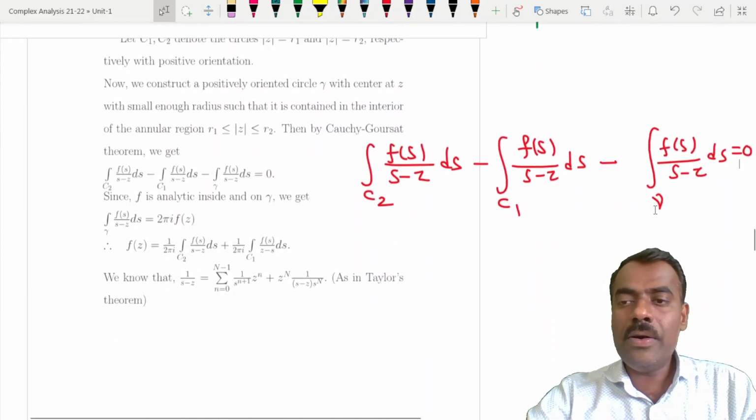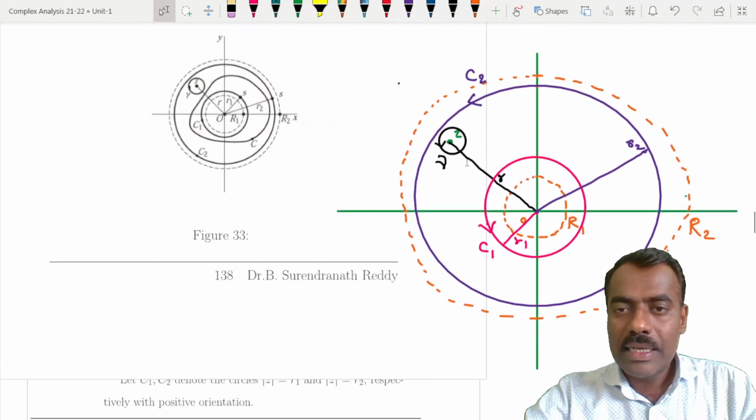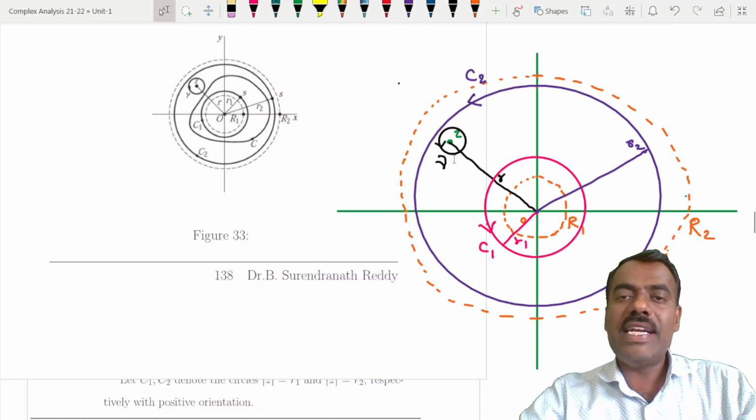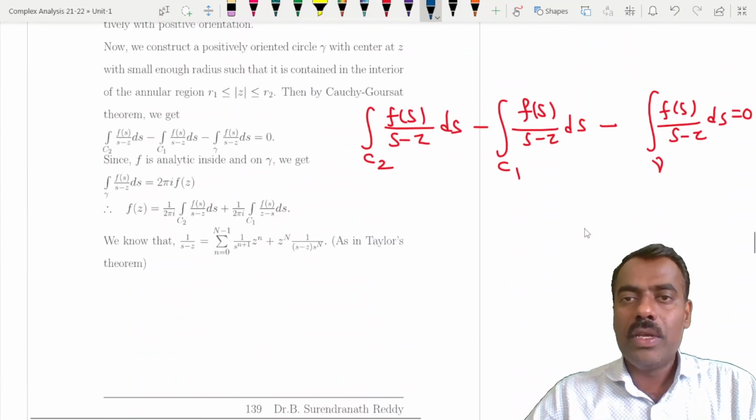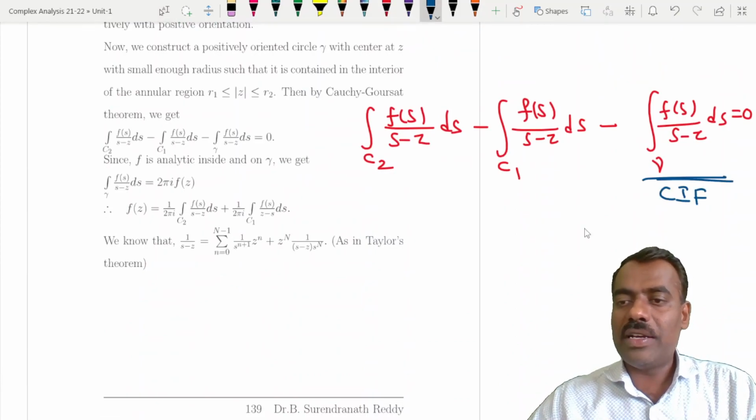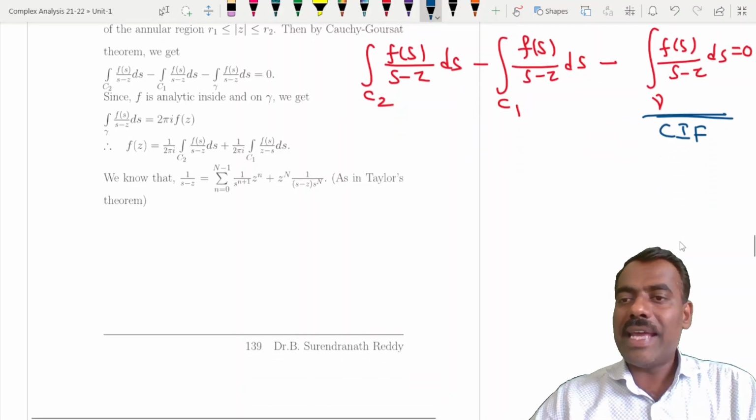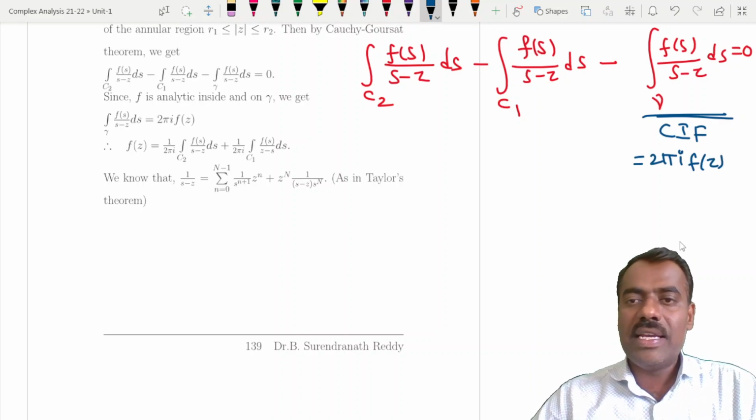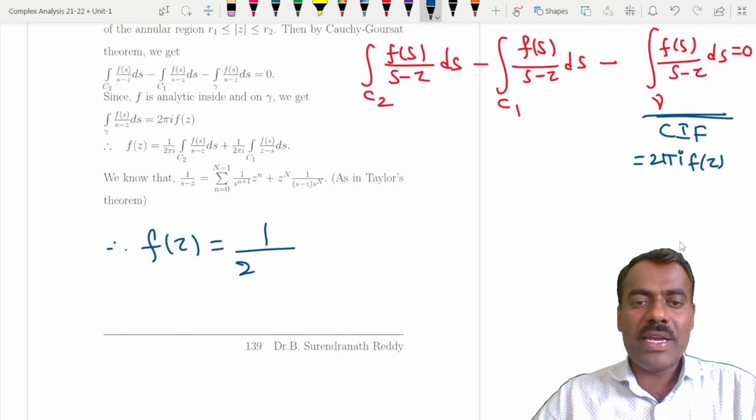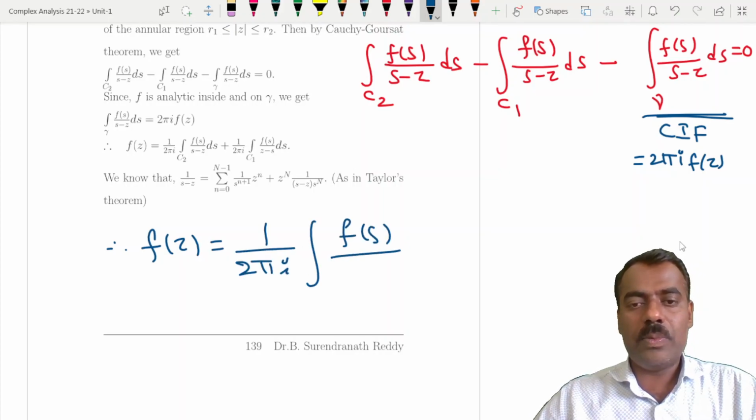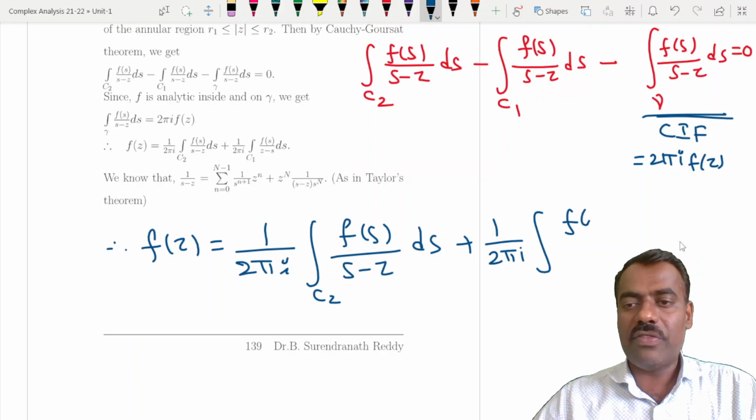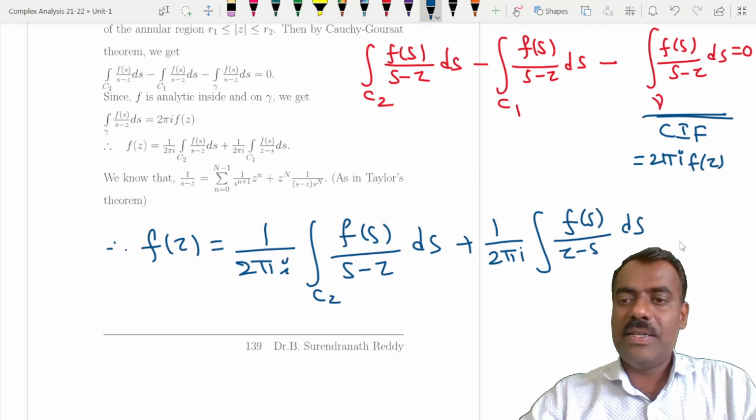Now we know that by the Cauchy integral formula, for gamma, f is analytic inside and on gamma everywhere, and z is an interior point. So this we can simplify by the Cauchy integral formula, which equals 2 pi i times f of z. You bring it here, and then write s minus z as z minus s. So what you get is f of z equals 1 by 2 pi i integration of f of s upon s minus z ds over C2, plus 1 by 2 pi i times integration of f of s by z minus s ds over C1.